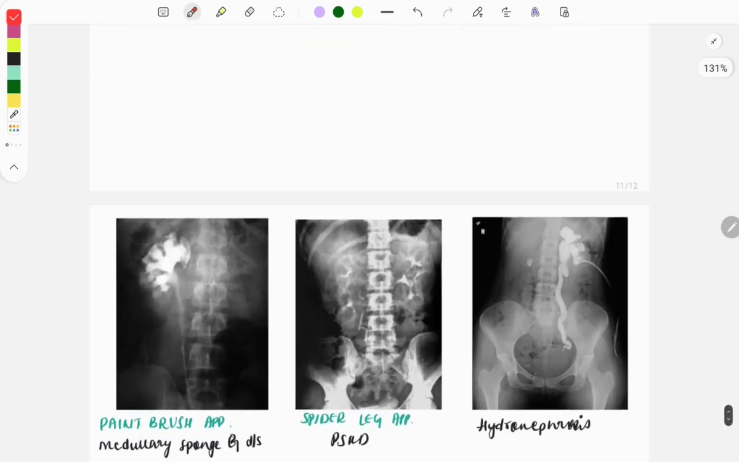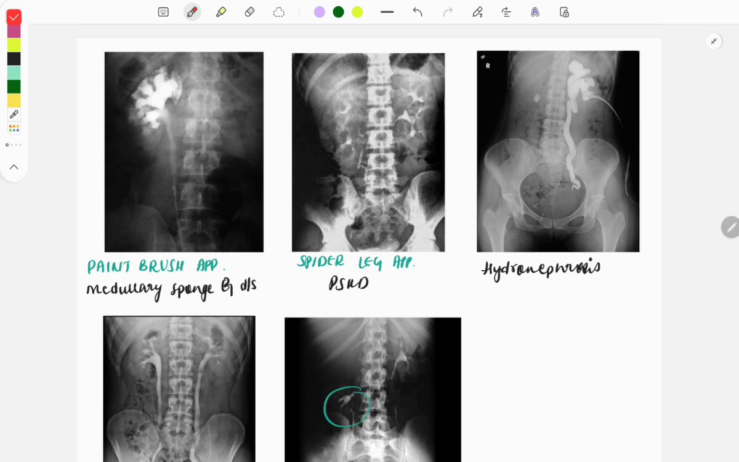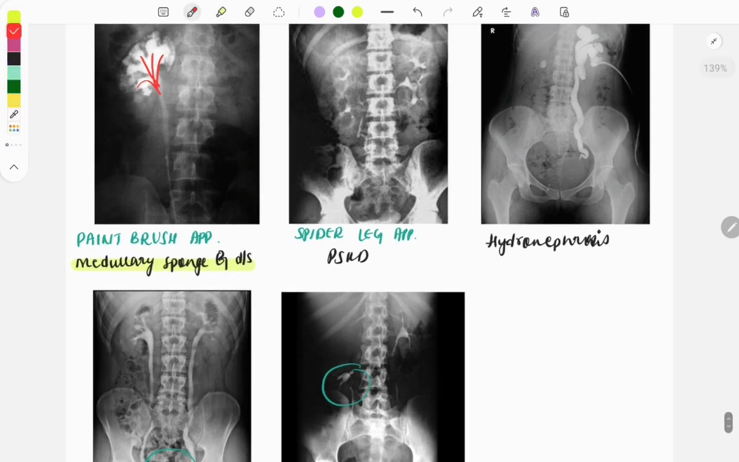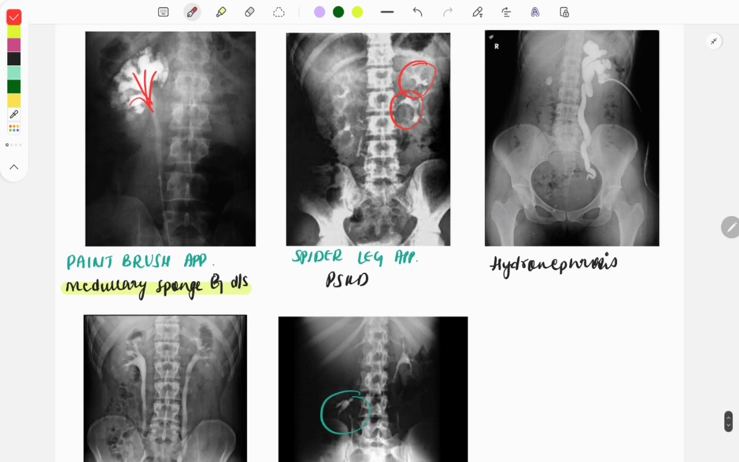Now let's look at some IVP findings and their corresponding disorders. In the first image, as you can see here, the kidney looks like a paintbrush appearance, and this is seen with medullary sponge kidney disease. In the next image, you can appreciate that the renal calyces look like spider legs. So this is called a spider leg appearance, and this is seen with polycystic kidney disease.